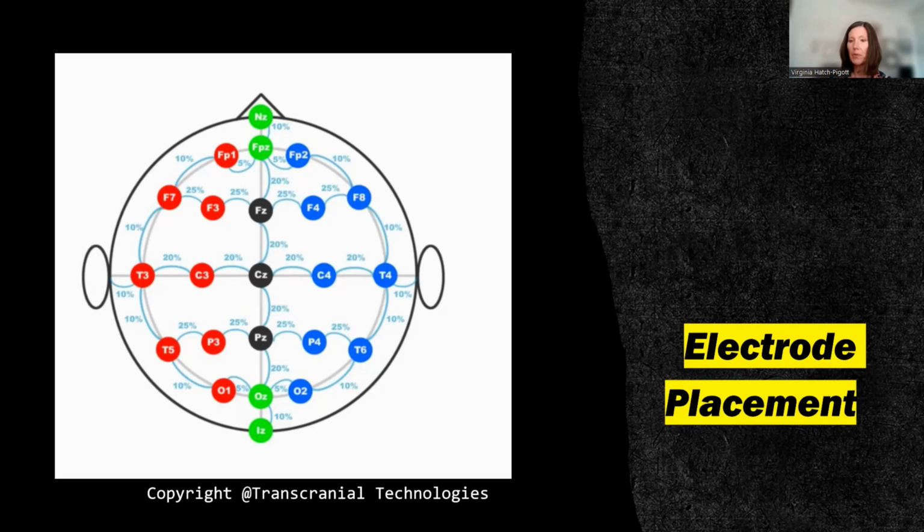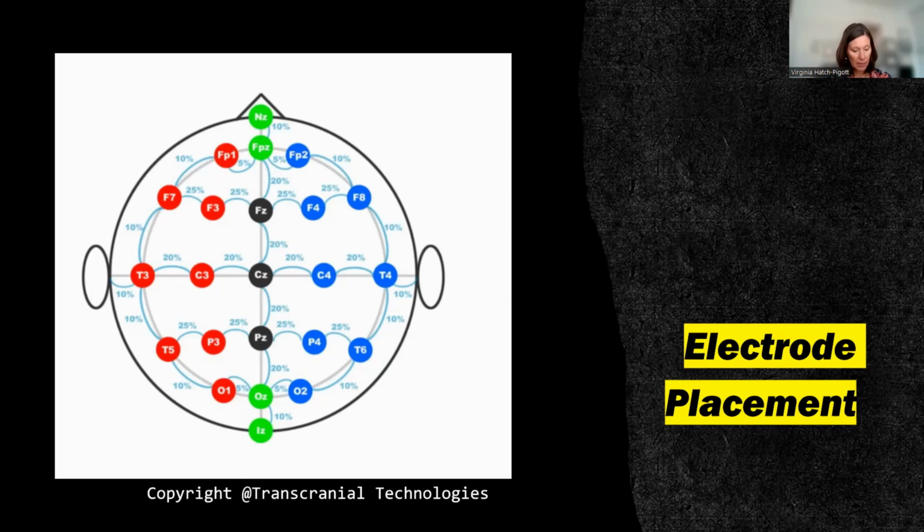Another line is drawn from the preauricular notch, and the preauricular notch is right in front of the tragus. The tragus is the flap in front of the auricle, and the preauricular notch is just the dip that you feel right in front of your ear here. So a line is drawn from one preauricular notch to the other through CZ.